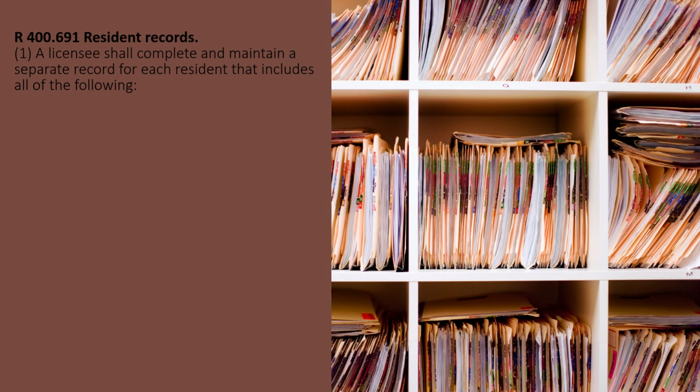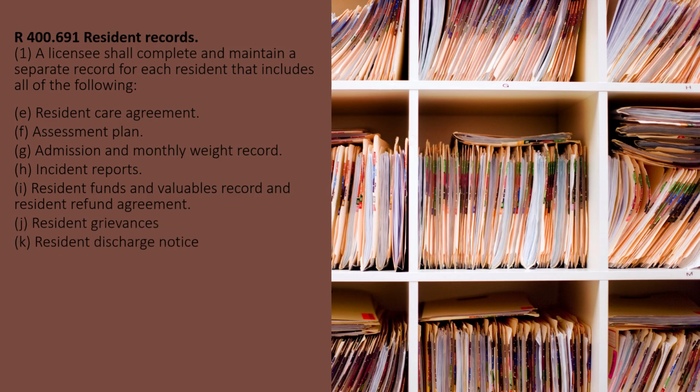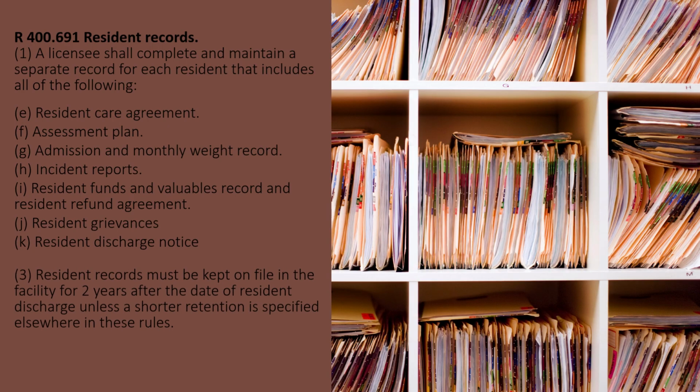Lastly, the individual resident record must include all copies of the resident's care agreement and assessment plan. It must include the resident's admission and monthly weight record, and written incident reports pertaining to the resident, funds and valuables record and resident refund agreement, as well as any written resident grievances or discharge notices, if applicable. Resident records must be kept on file, in the facility, for 2 years after the date of a resident's discharge, unless a shorter retention is specified elsewhere in licensing rules.